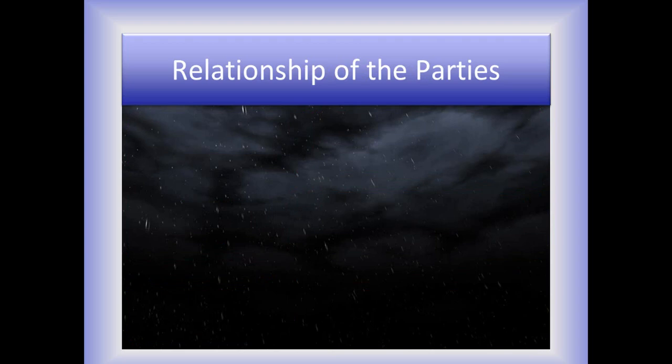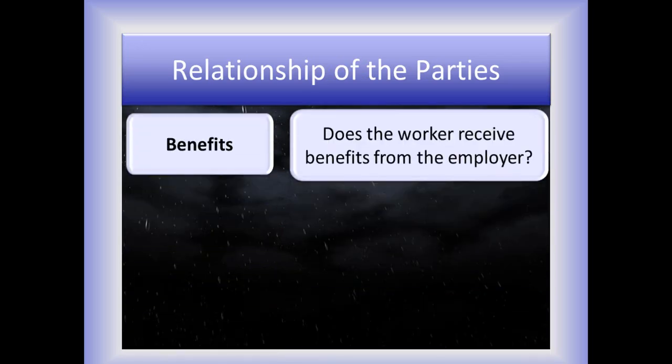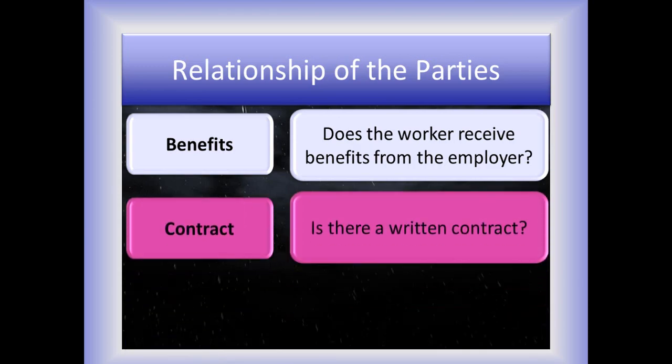Relationship of the parties. This is information that illustrates how the employer and worker perceive their relationship and how they represent their relationship to others. For example, benefits. If a worker receives benefits from the employer, such as medical insurance, pension, or paid leave, this is an indication that the worker may be an employee. Contract. A written contract may show what both the worker and the entity intend for the relationship. A contract may be significant to understanding the worker's status.